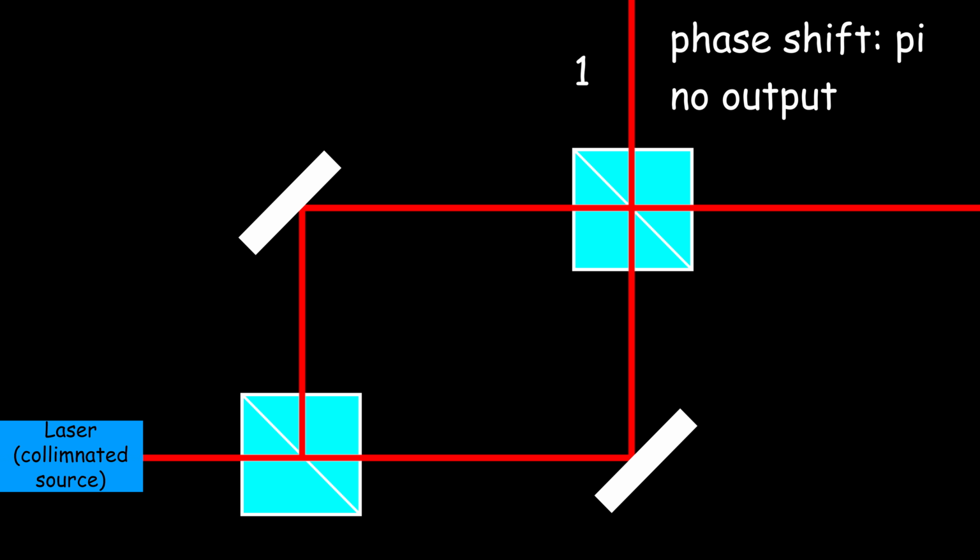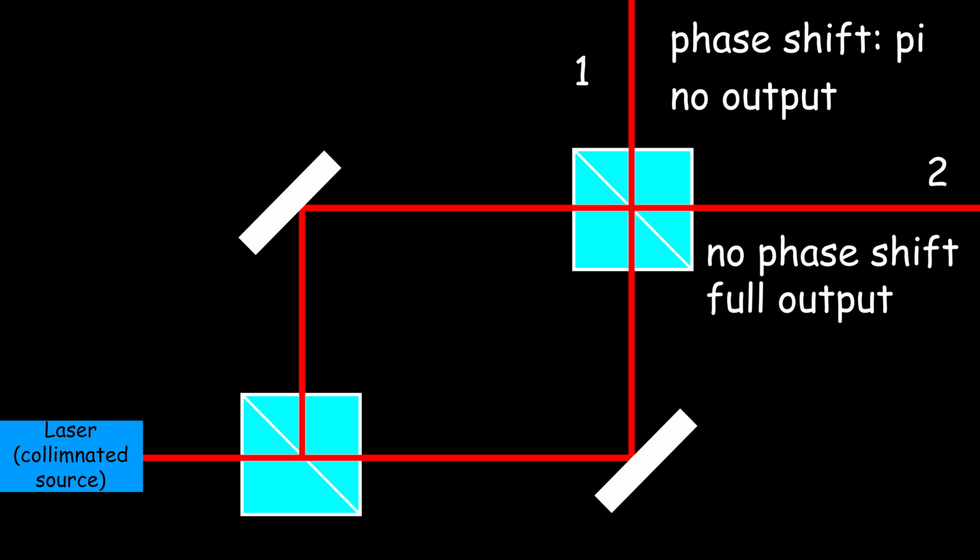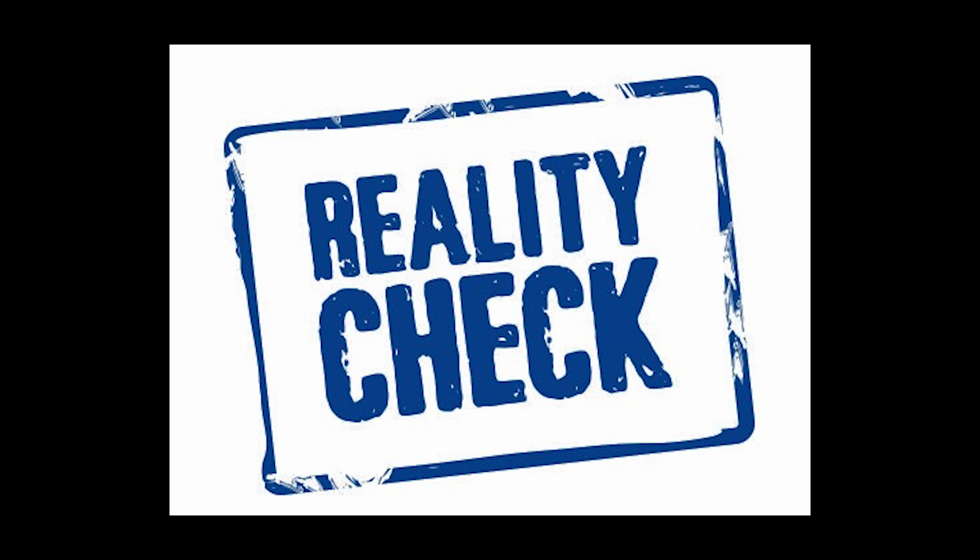observed. For output 1, path 1 and path 2 are out of phase by pi, so they destructively interfere and no output is observed. For output 2, both paths experience the same number of reflections and path length, so the beams constructively interfere.